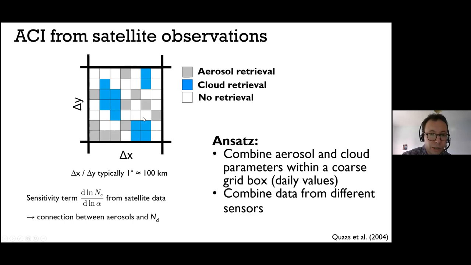There's not strong enough from the aerosol side, or at least cannot resolve the aerosol signatures, and there's no clouds. So these are no retrievals. And it's typically on the scale of 1 degree. And usually to get this, you need to combine observations from different sensors. They are on a coarse grid already. You often take daily values. Also from a temporal point of view, this is very coarse.